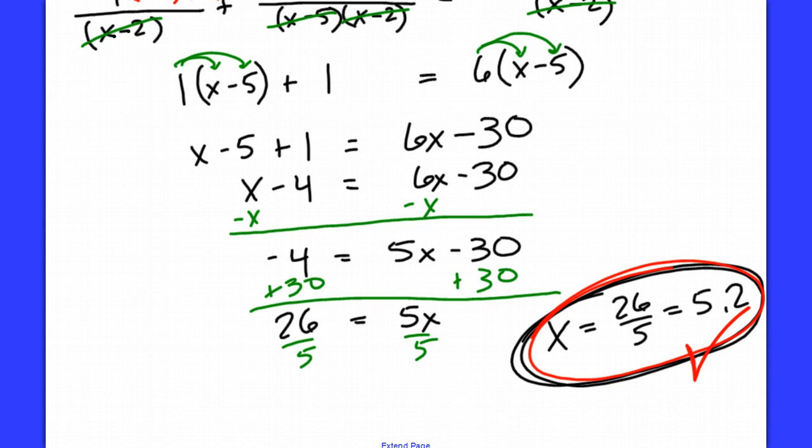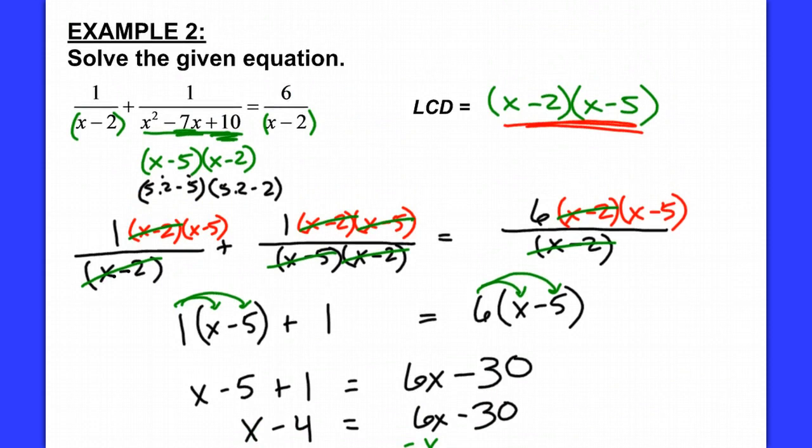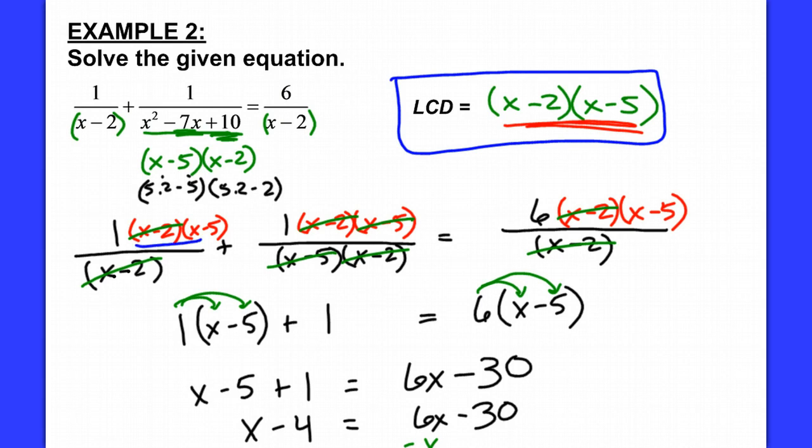Again, we went through the same process. We identified our least common denominator, x minus 2, x minus 5, and we took that least common denominator and multiplied it through every numerator in the problem. And that, of course, gave us an equation to solve, and we worked it out pretty easily.